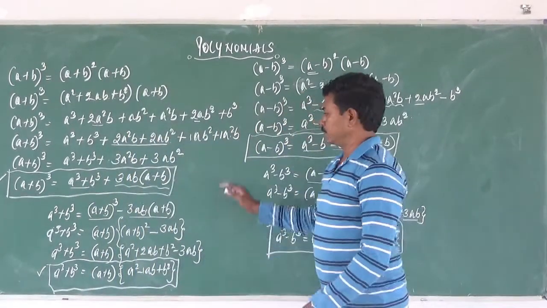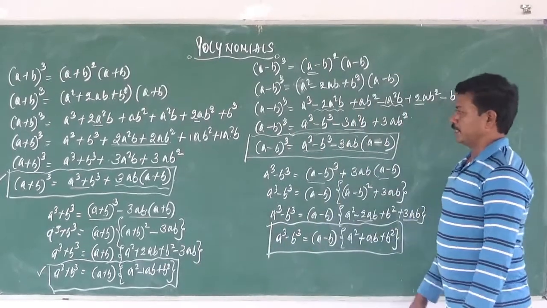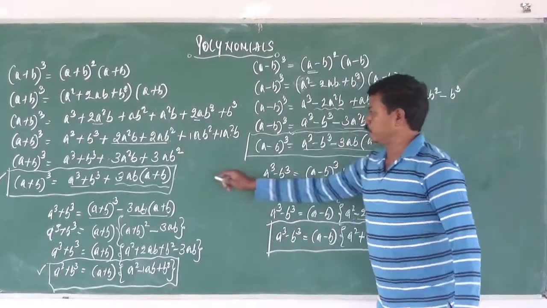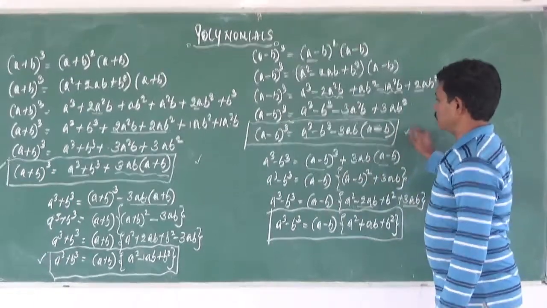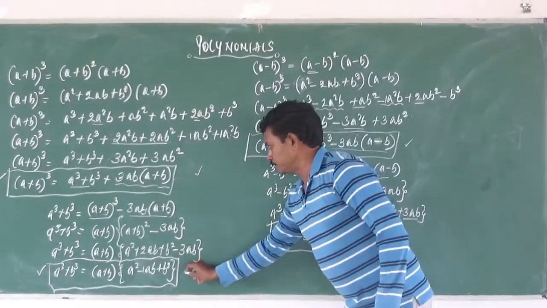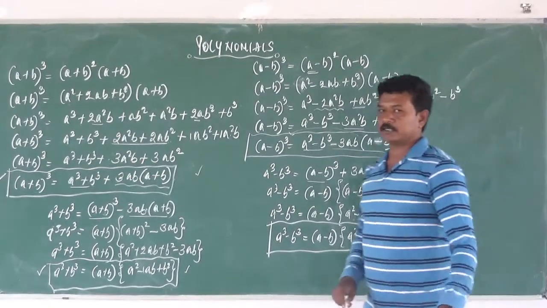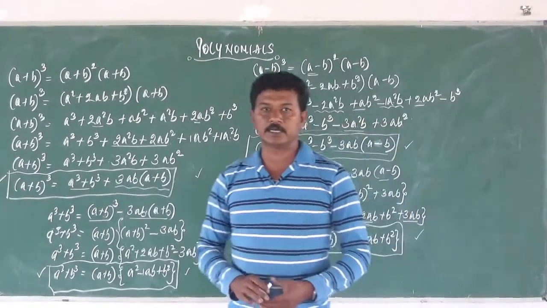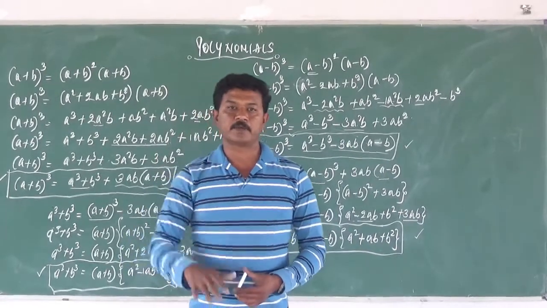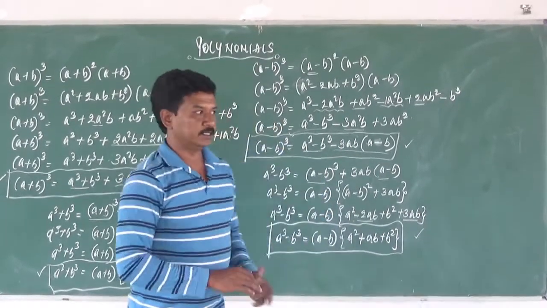So here in front of you we are having four identities. One is a plus b whole cube, another is a minus b whole cube, another one is a cube plus b cube, another one is a cube minus b cube. For 10th standard classes, and now in trigonometry classes, in most of the problems we come across these formulas.